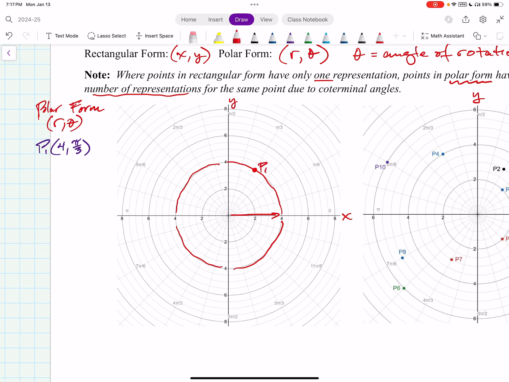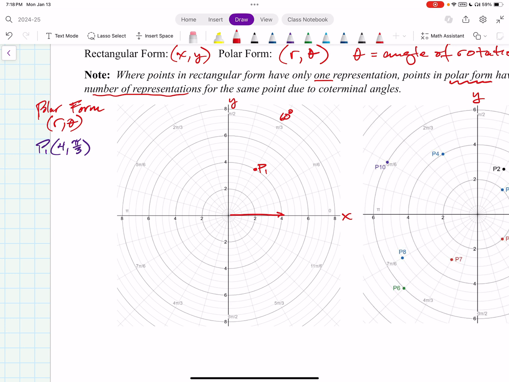But let me erase all this, so let's keep this graph clean. Like I said, don't just watch and listen. When it comes to a video, always watch first and then take notes afterwards, because otherwise you get lost. So you're going to go out to the fourth circle and rotate pi thirds radians, which is obviously 60 degrees right here. 180 divided by 3 is 60, and you're at P1. That's 4 comma pi thirds.